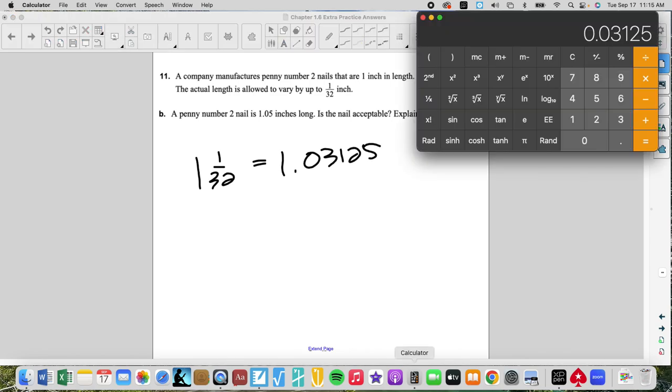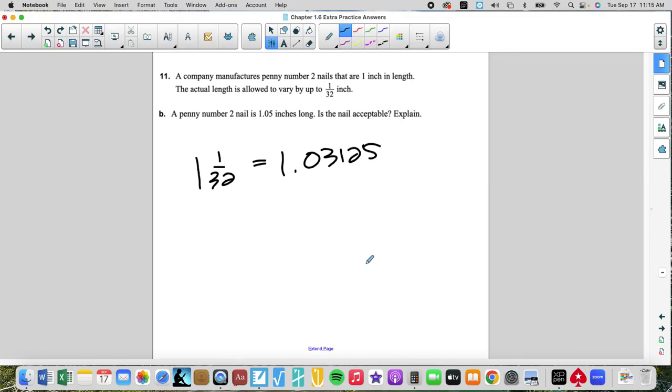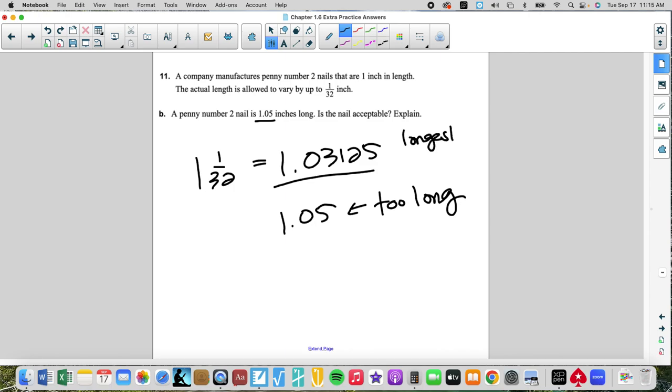1.03125, I think was the numbers. So if I'm given a nail that is 1.05, is that within it? No, it's too long. 1.05 is too long. It needs to be less than that, that's the longest it can be. That's the longest nail length acceptable. Okay, so that's too long.